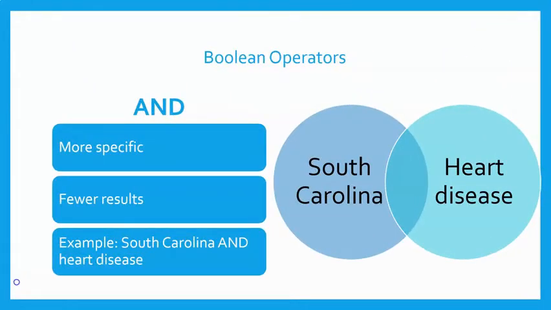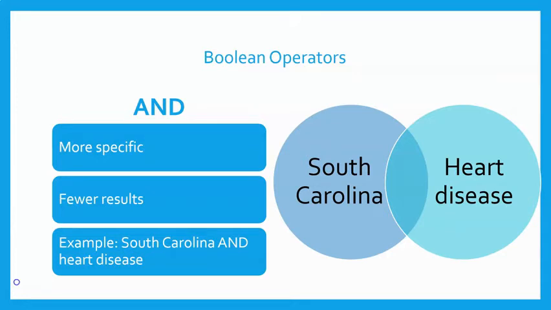The two big Boolean operators are and or. So we're going to start with and. And is a way to link your keywords to get more specific results. Okay, and so because they're more specific, you get fewer results, which is not always a bad thing. This way you don't have to sift through so many different results, and what you get is actually more related to what you're looking for.